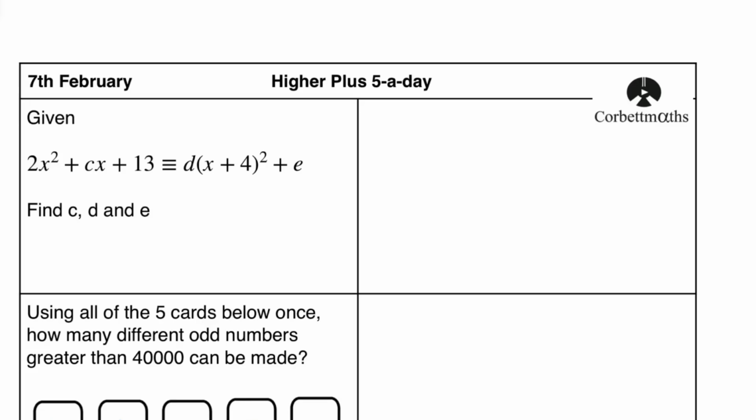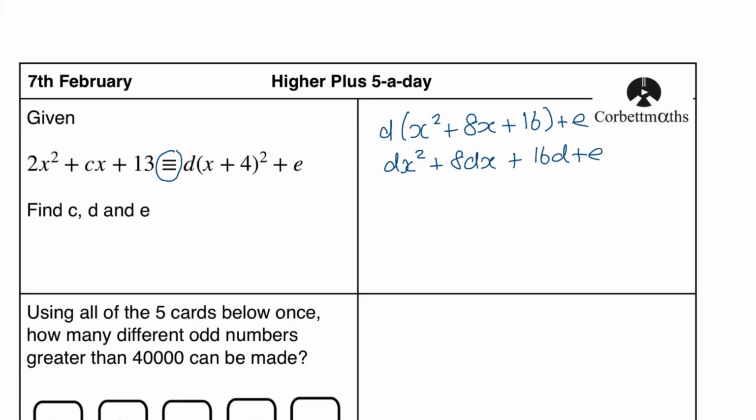Okay, so we have an identity question. What it's saying is for all values of x, the thing on the left-hand side is equal to the thing on the right-hand side. So that means if I expand the right-hand side, let's try not to do it in one go, let's do it carefully. So dx squared plus 4 times 2 is 8, so 8x plus 16 plus e, which is going to give me dx squared plus 8dx plus 16d plus e, where that is my constant.